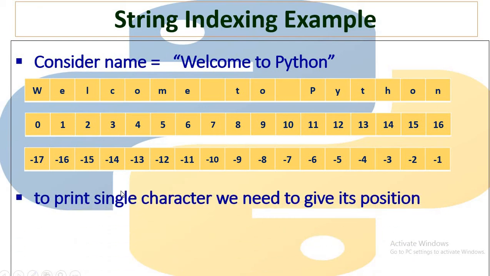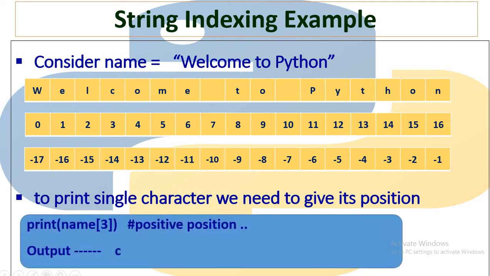So to print a single character, we need to give its position, and we identified the position of C, it is 3. So here is how we can print: the name of the string. The name of the string is name, the variable name, and from this variable we want to print the third character. So name, then this subscript operator, and position 3. So we will get output C.